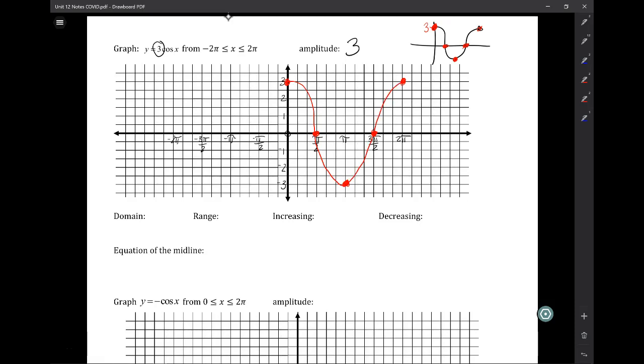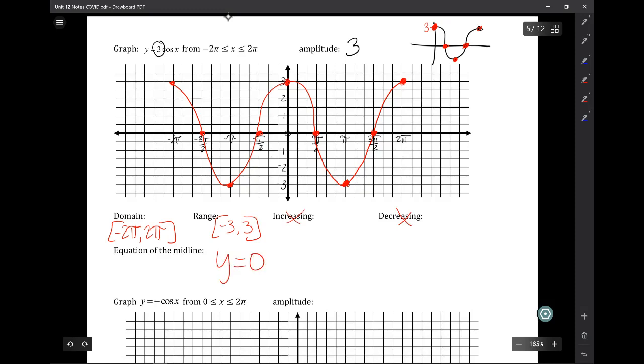Try not to make it too pointy at the bottom. And then you literally just follow that same pattern going to the left. So midline, minimum, midline, maximum. Lots of M's. There is our cosine that has an amplitude of 3. You can almost think of it as a vertical stretch. That's really what it is. Our domain is the same as before, negative 2 pi to 2 pi. Our range is bottom to top. Increasing, decreasing, I'll save us that time, and our midline is still y equals 0.